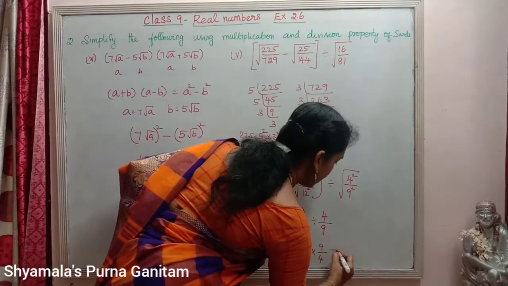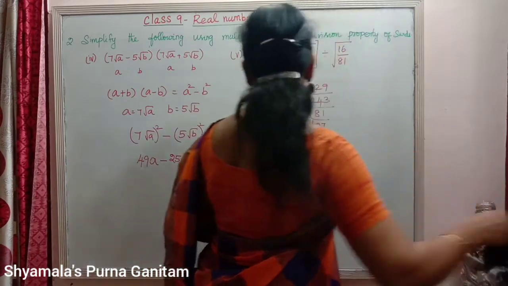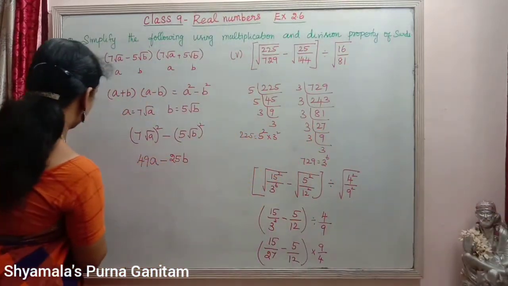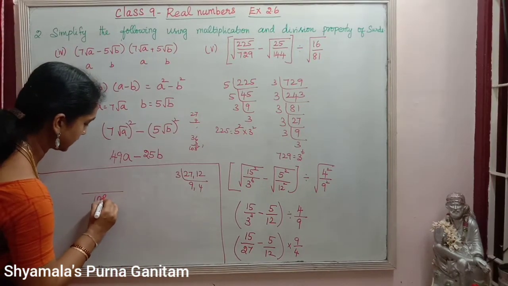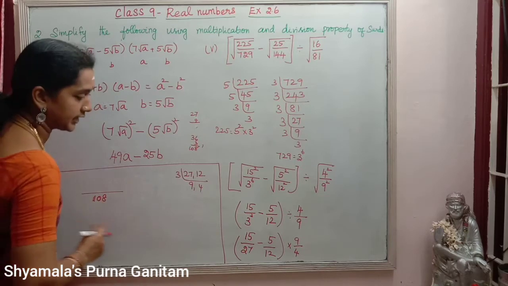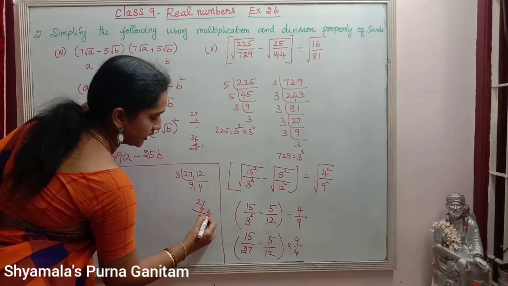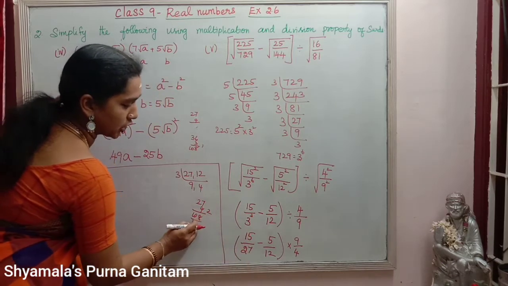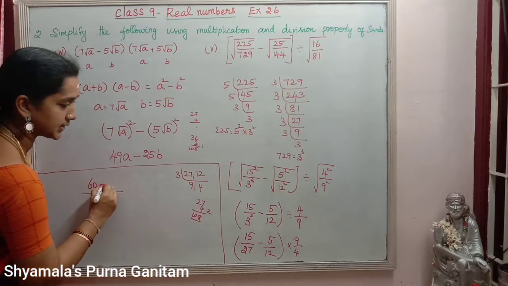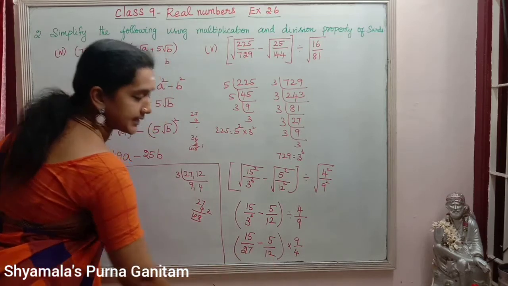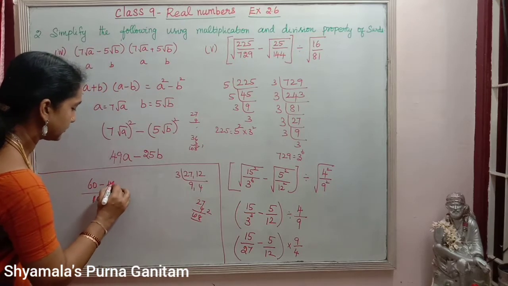Now we have to take the LCM, then it has to be simplified. For 27 and 12 we will find the LCM. LCM for this is 108. So 27 into 4 is 108. So 15 into 4 is 60. So 60 minus 12 9s are 108, so 5 9s are 45.